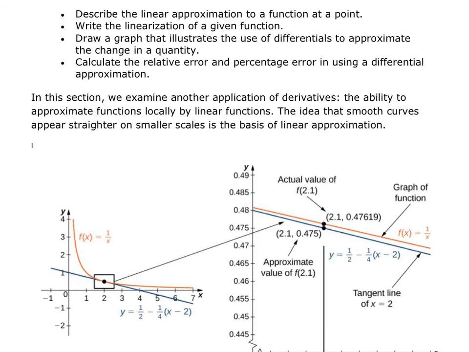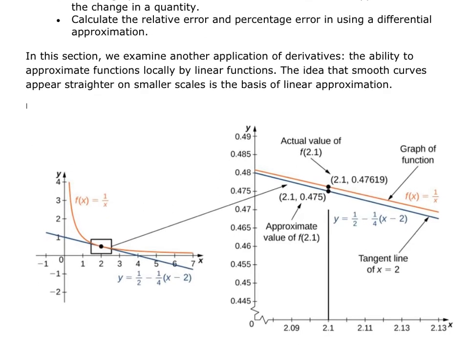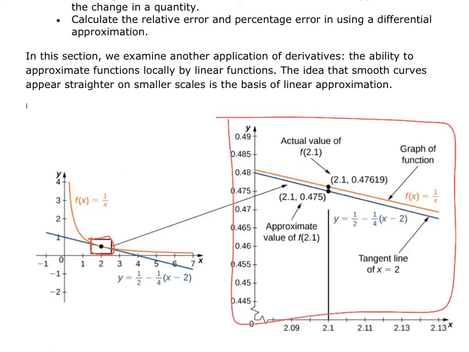So here's two examples that I have right here, in which here's my original function on the left-hand side. So this is my original function here, and I have a tangent line. Now, if I zoom in on that square, so that square that's zoomed in right here, this square represents all of this. So if I zoom in, the approximate value of, say, 2.1 on my graph is 0.475.